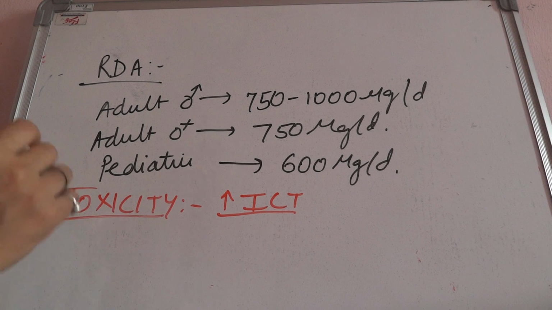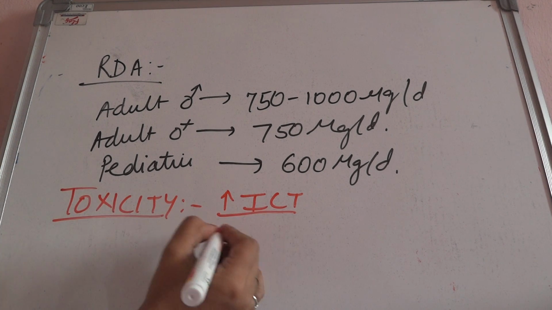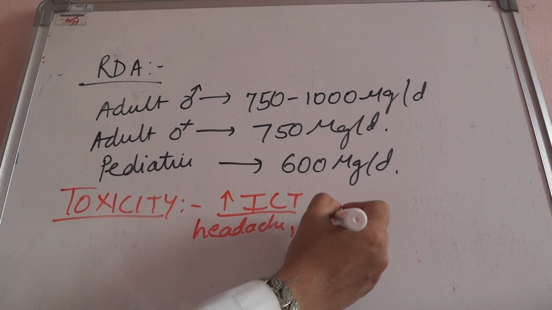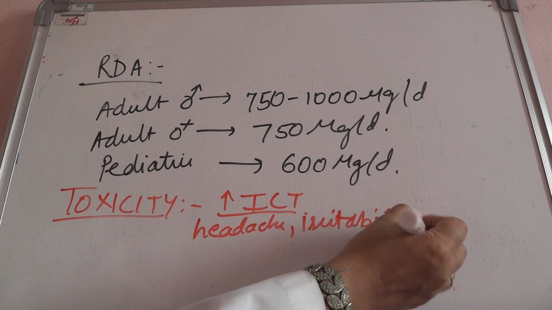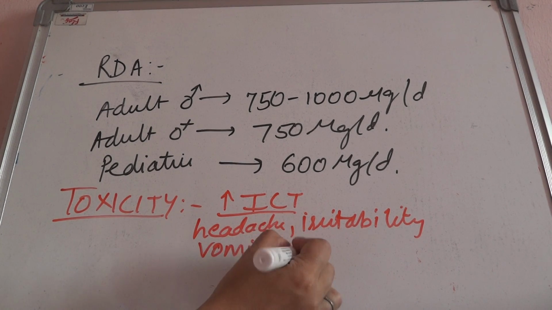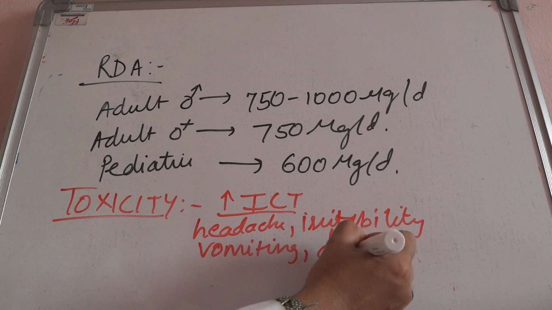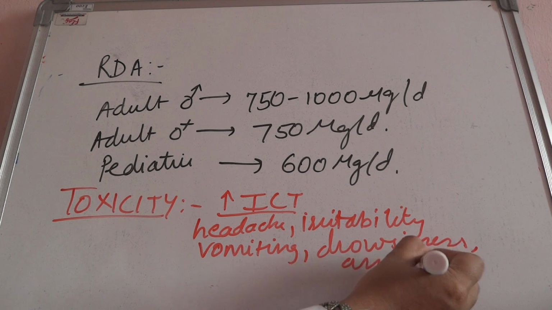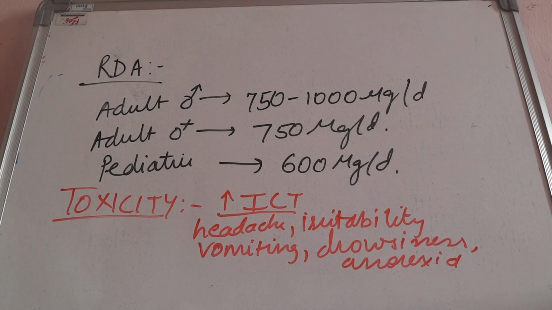Increased intracranial tension means the signs would be headache, irritability, vomiting, drowsiness and anorexia. So this is the first form, increased intracranial tension. Sometimes it also leads to a pseudotumor because it is causing increased intracranial tension. Okay, toxicity of vitamin A causes increased intracranial tension.